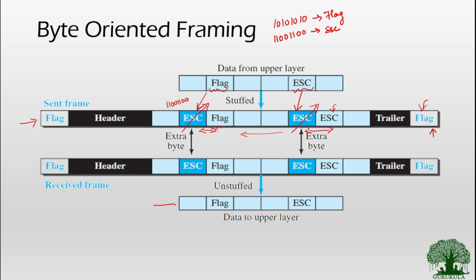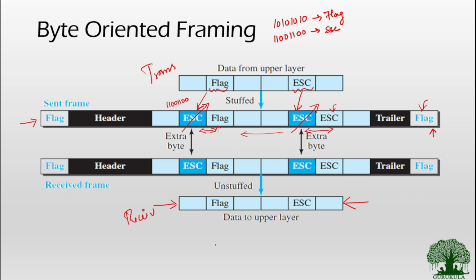So after unstuffing the escape sequences, we end up with the same message that was transmitted. This is the transmitted frame, and this is the received frame, and you can observe that the received frame is similar to the transmitted frame. So this is how the problem of misinterpreting the end of the frame is overcome by using the byte oriented framing method.